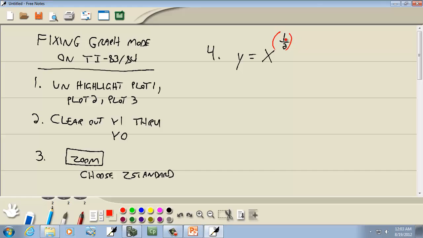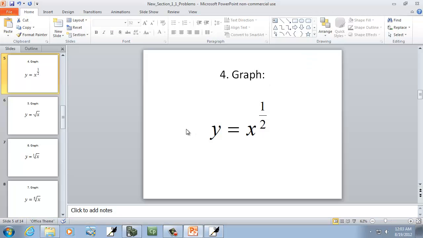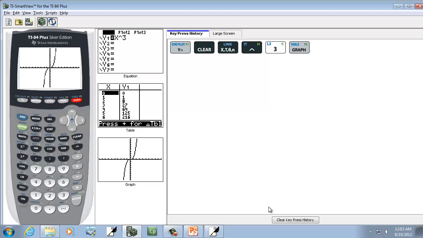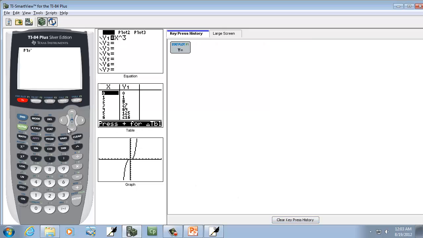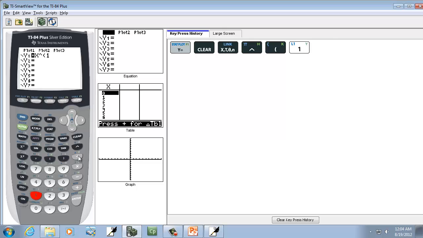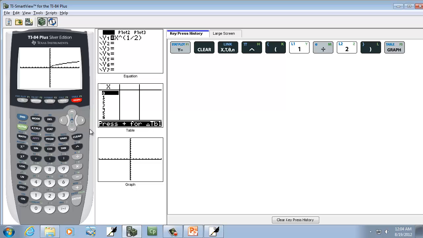The key to it is we have to put parentheses around the exponent. Now if you're on one of the newer TI-84s and you leave it in exponent mode, that math print or whatever it's called, you do not have to put those parentheses. So let's put this in there. There it is. So press Y equals, press clear. I'll press my X key, caret, beginning parentheses, 1 divided by 2, closing parentheses, and then graph. Oops. There, graph. And that's our answer.